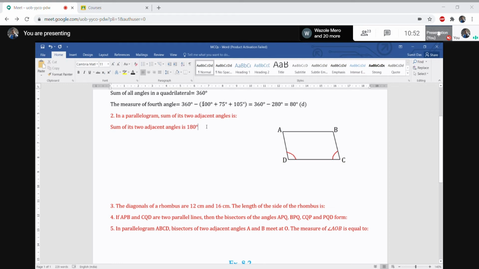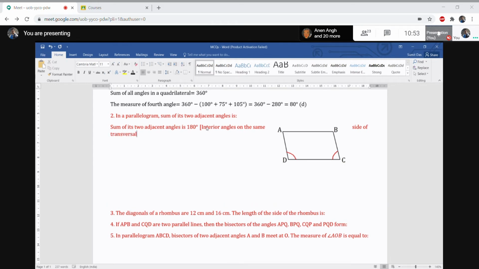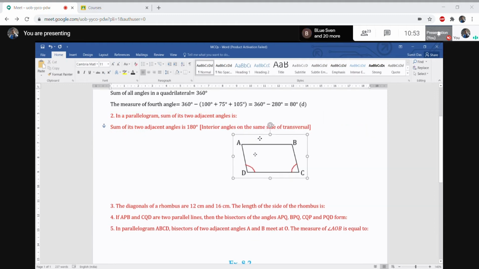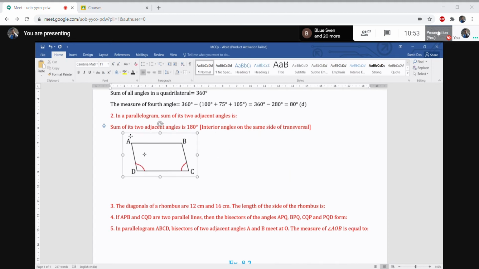In brackets you can say interior angles on the same side of the transversal. Okay, look, in the exam you don't have to write anything, right? But for explanation I'm just showing.